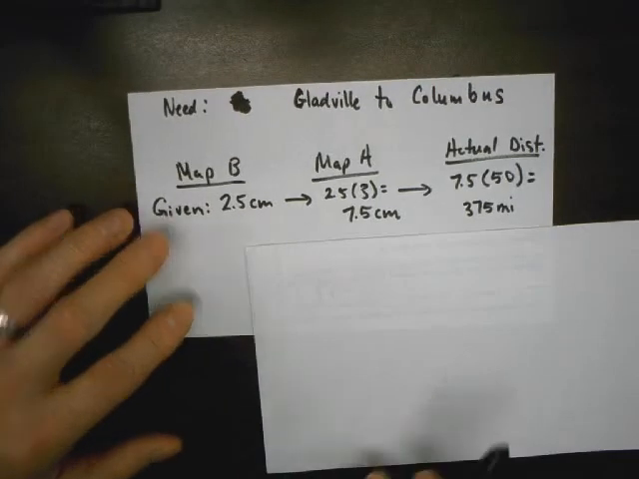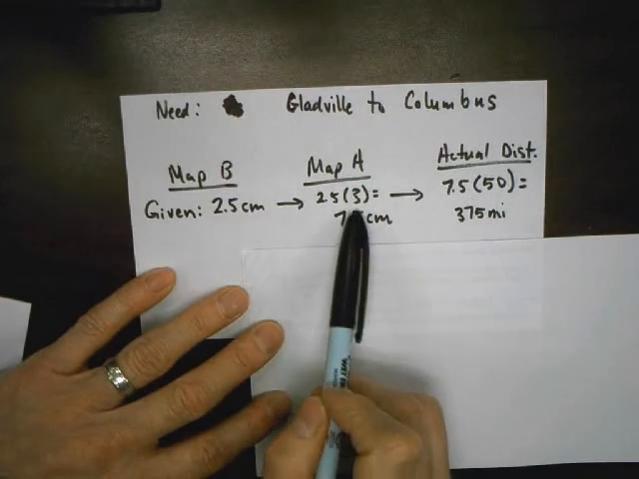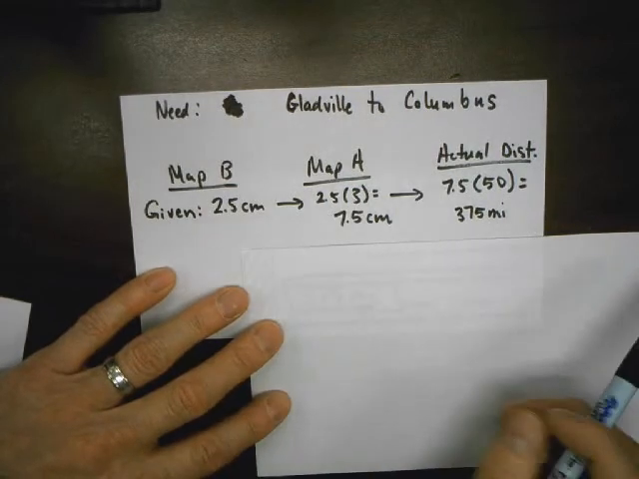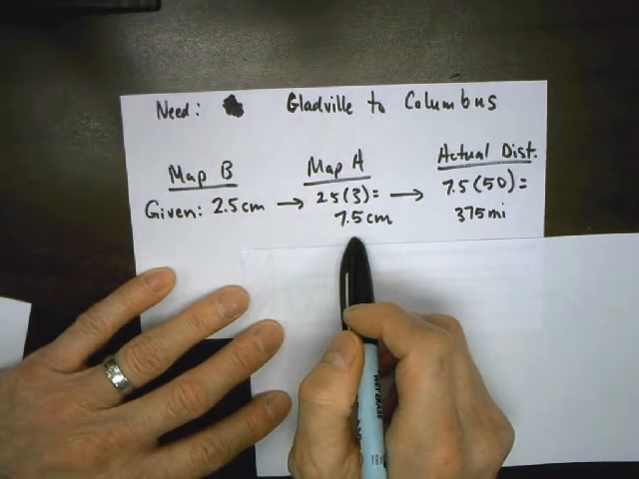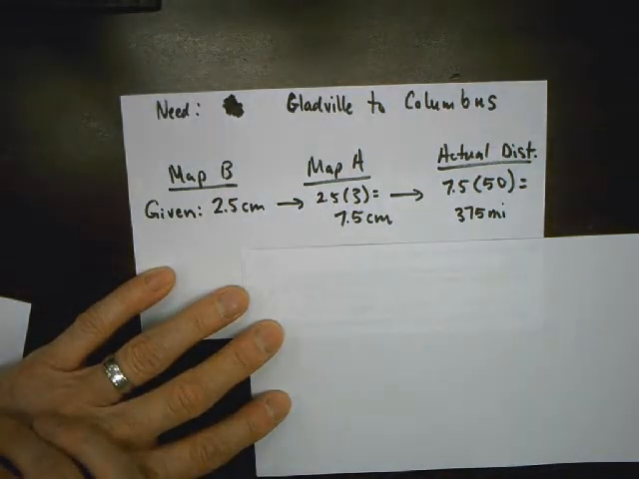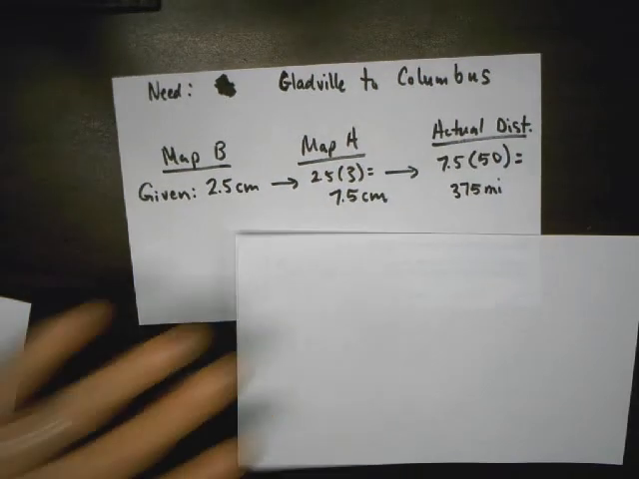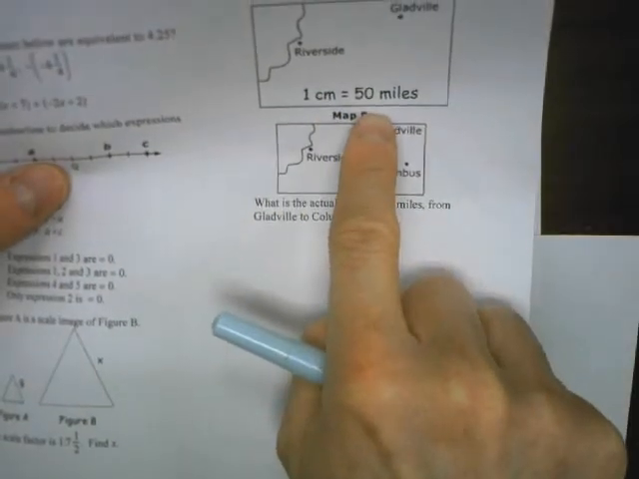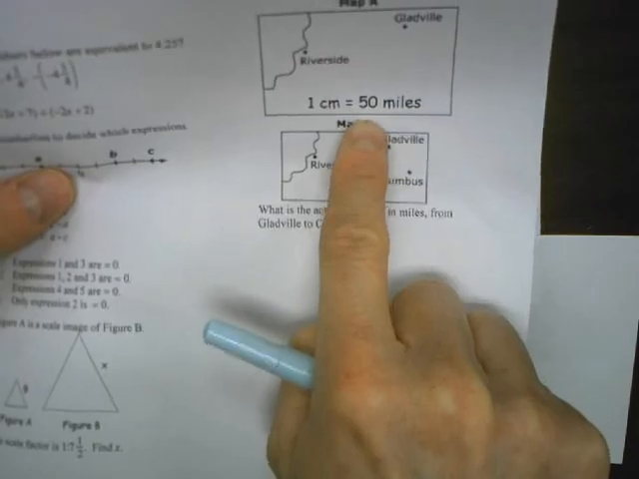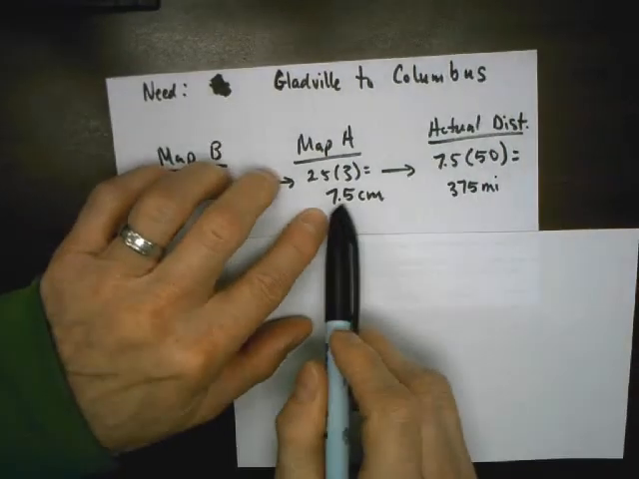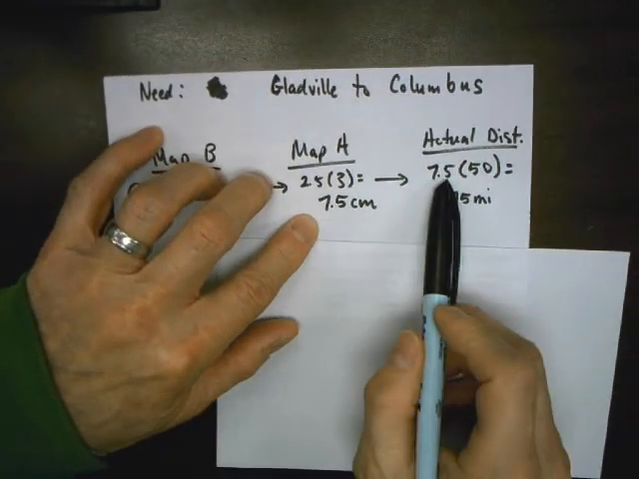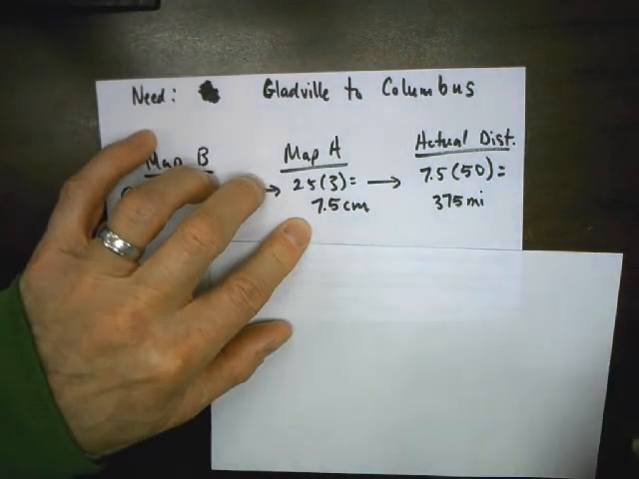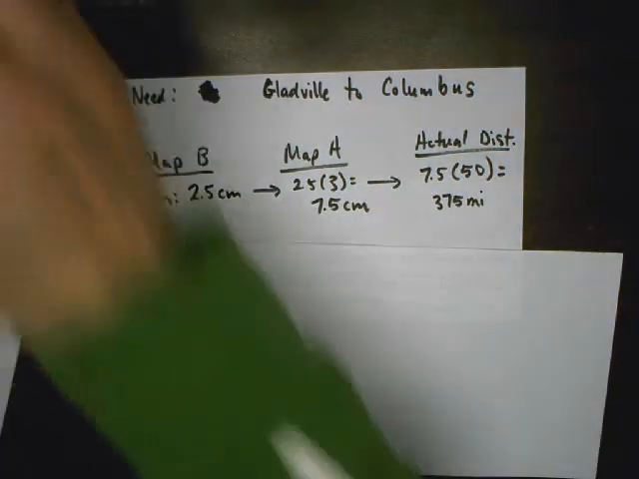We figured out that map A is 3 times bigger, so multiply it by 3. So on map A, that distance, even though they don't write it on the map, is 7.5 centimeters. And then, look, in map A, look what they say. 1 centimeter is 50 miles. So if 1 centimeter is 50 miles, 7.5 centimeters is 7.5 times 50, or in other words, 375 miles. Alright, hope that helped you guys out.